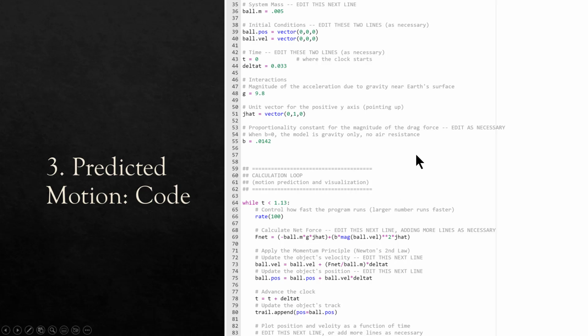Here's the code I use for this model. The only difference here is that b is a positive value. B represents the coefficient of drag for the object. And since we use b here, we have to incorporate that into our formula for net force, which you can see here.